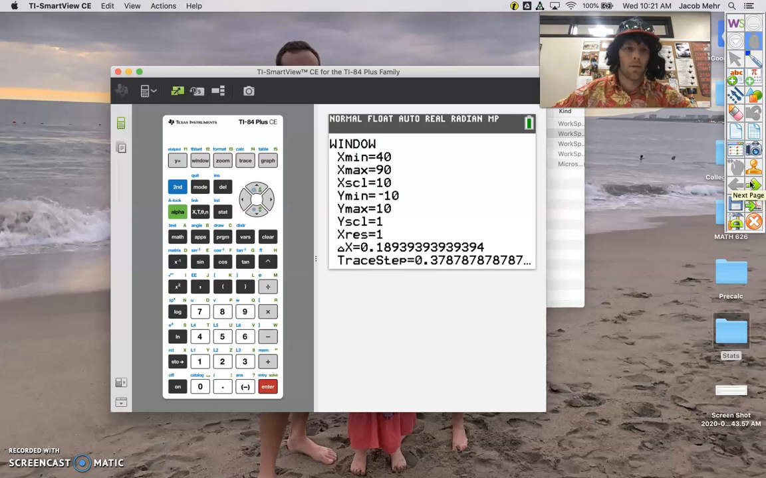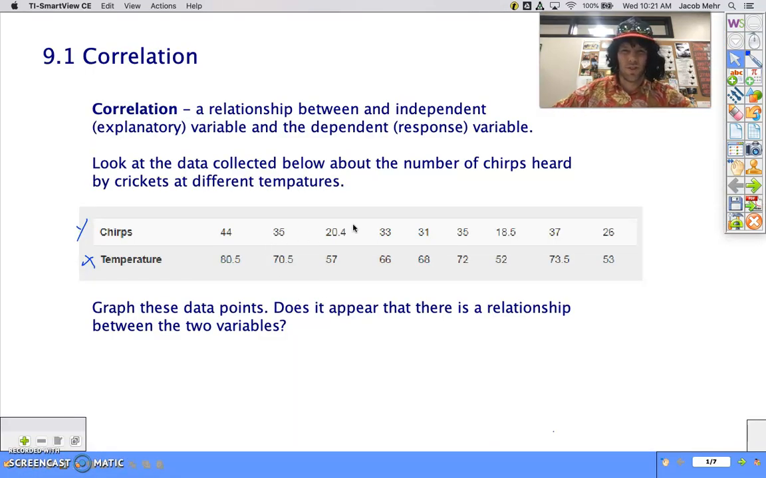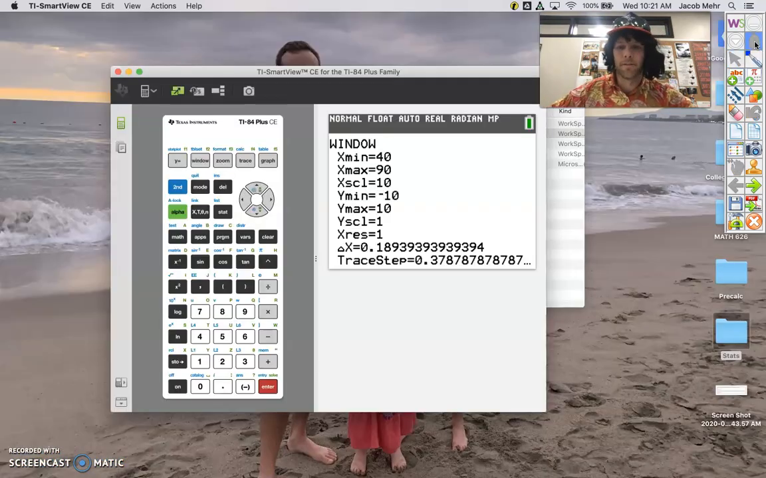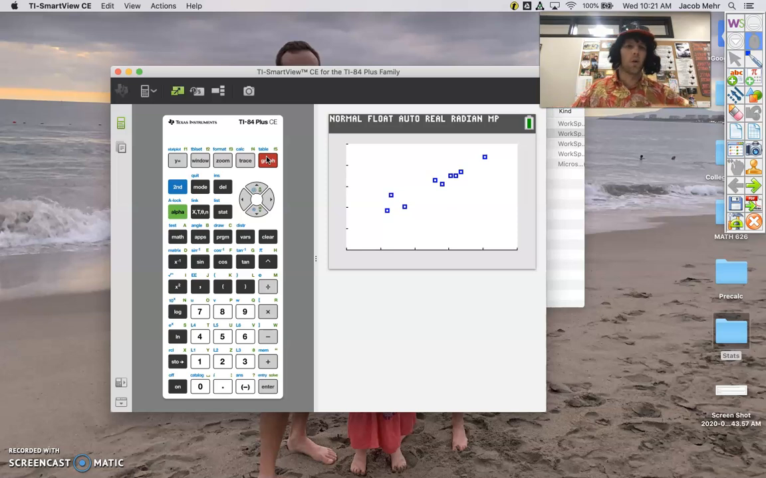All right, y's, number of chirps. Fewest chirps, 18.5. Most chirps, 44. Let's just go 0 to 50. How about that? Let's go by tens there as well. All right, hit graph. And this is what we see.